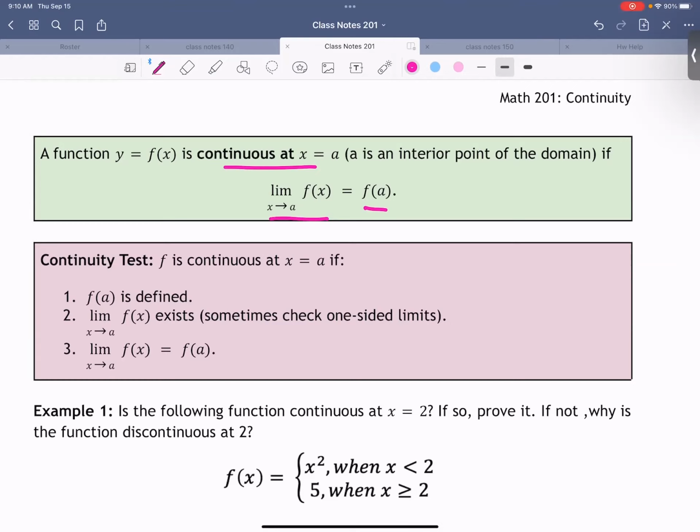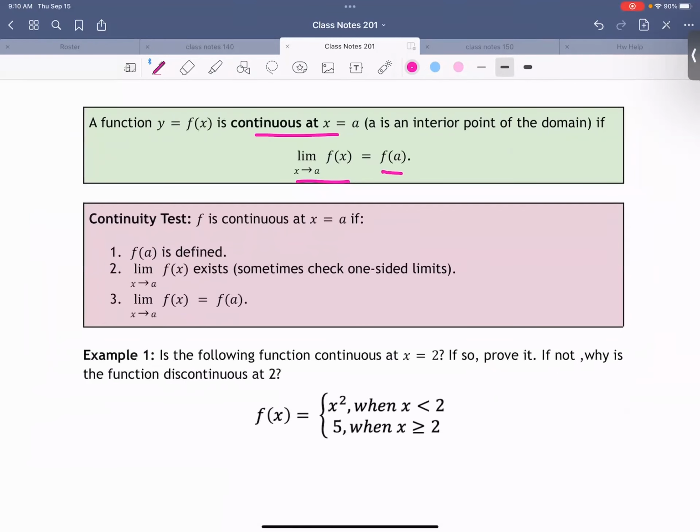This definition is probably not very useful to you in this class, and this is why I have this thing called the continuity test. This is the more important one that you'll be using and applying in our class. This test says if we want to prove that f is continuous at x equals A, first we say that f of A is defined, right? We need that function to have a value at the point, or else it's like that second graph, and we don't like that. Second of all, we need the limit to actually exist, right? We can't have a jump. So maybe we need to check those one-sided limits to see if our limit exists.